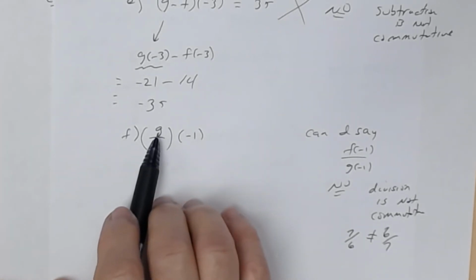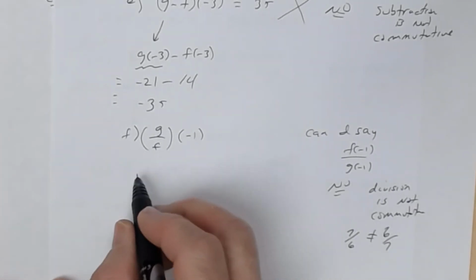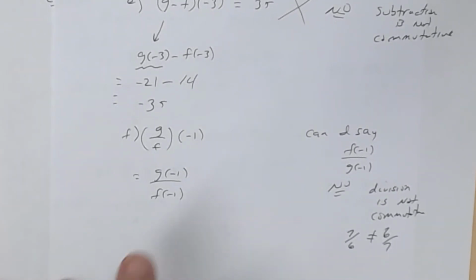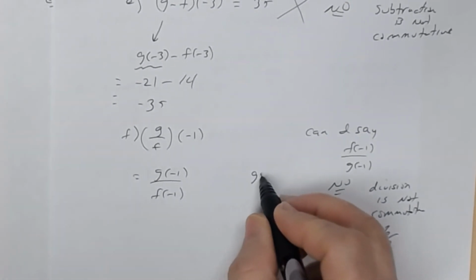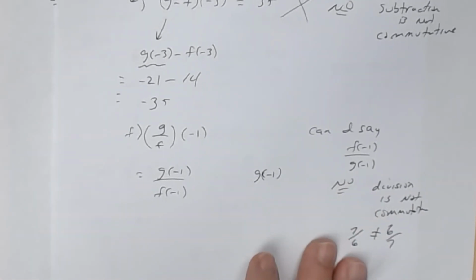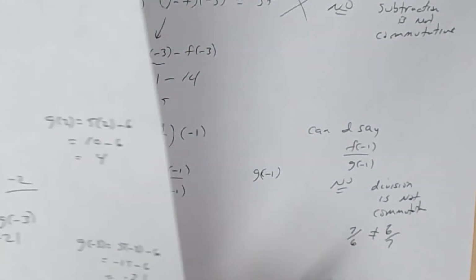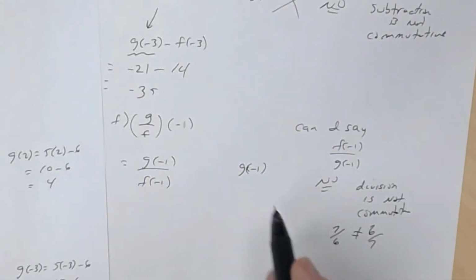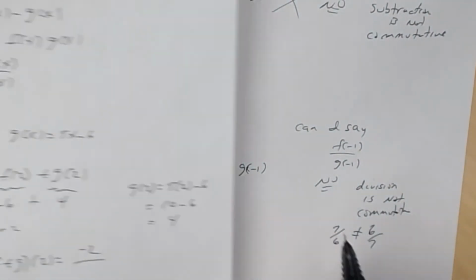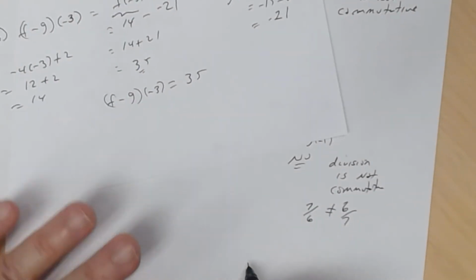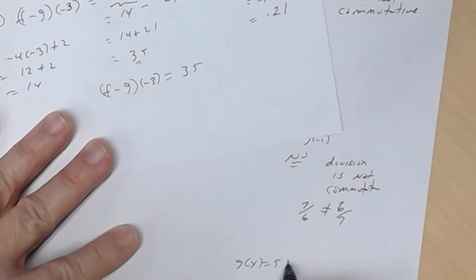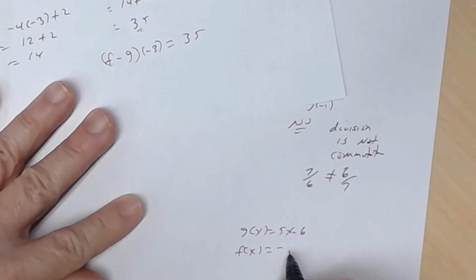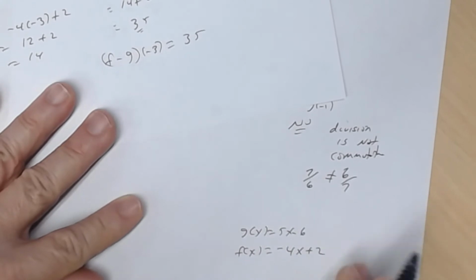So whatever's listed in the numerator goes in the numerator. So this is going to be g of negative 1 divided by f of negative 1. And then I just find each one individually. So let's find g of negative 1. So again, my function for g of x is right here, 5x minus 6. Wherever I see the variable x, I substitute negative 1. All right? I'm going to go ahead and rewrite it. So g of x was 5x minus 6, and f of x is negative 4x plus 2.